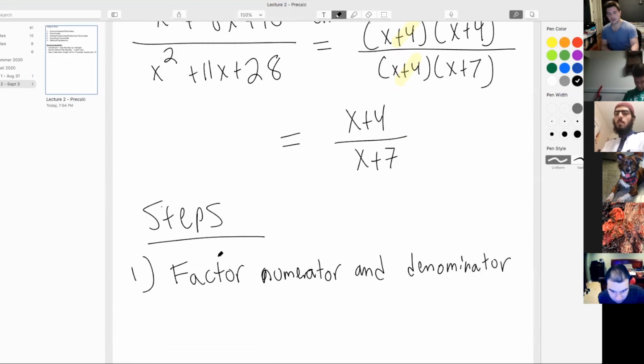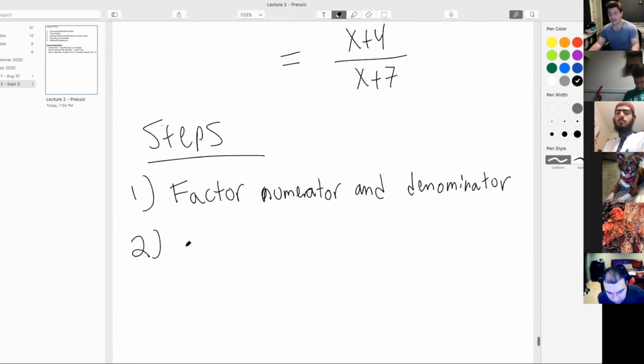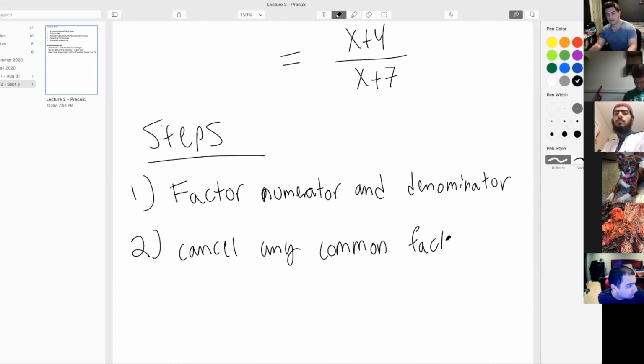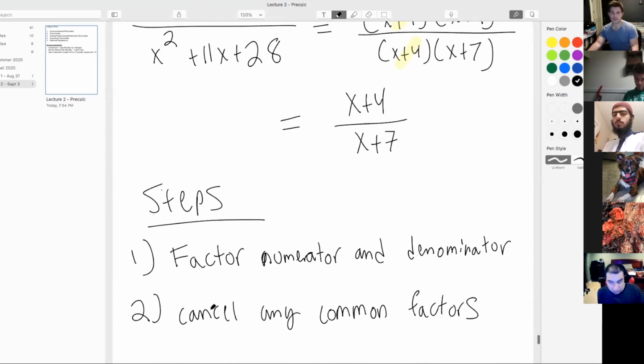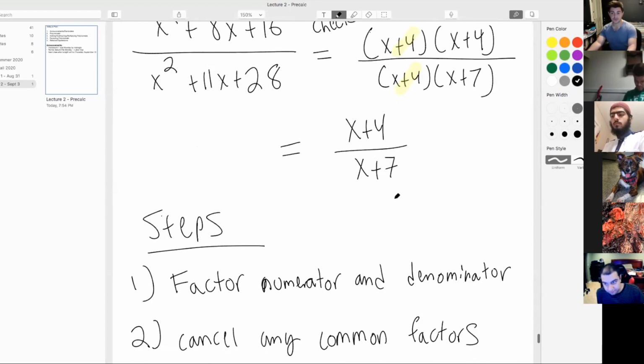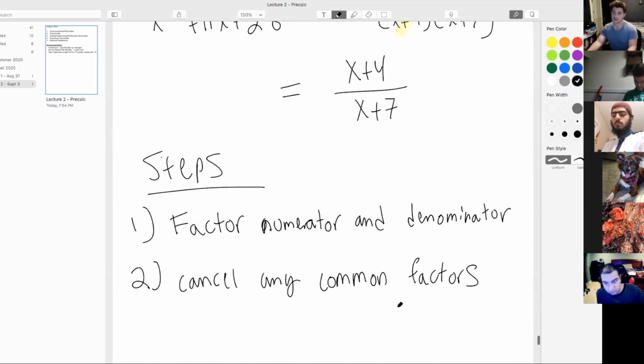Denominator, just as we did. And step 2, cancel any common factors. That's it. Okay, so in the example above, when we canceled x plus 4 and x plus 4, that was canceling common factors.